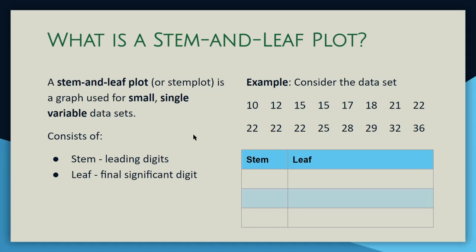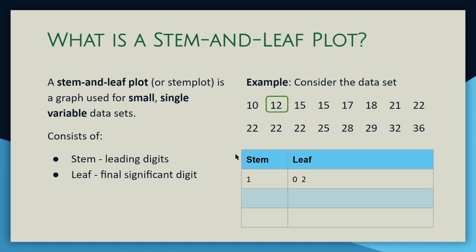So let's go ahead and start. I'm going to start with my first number of 10. This data set's nice because it's already sorted from smallest to largest, and that makes our job easier. So for 10, the stem is 1, the leaf is 0. So 1 and 0.